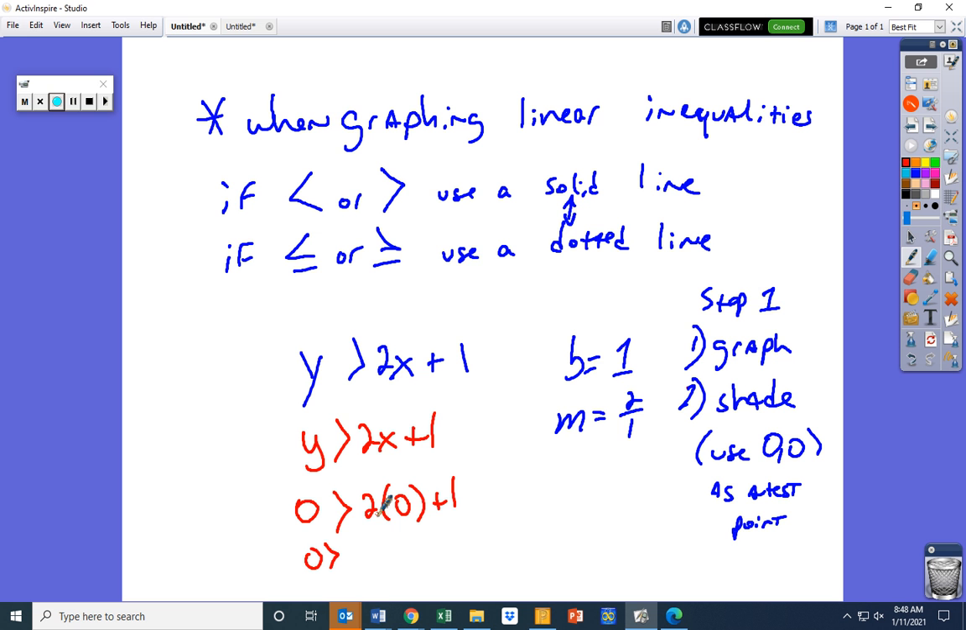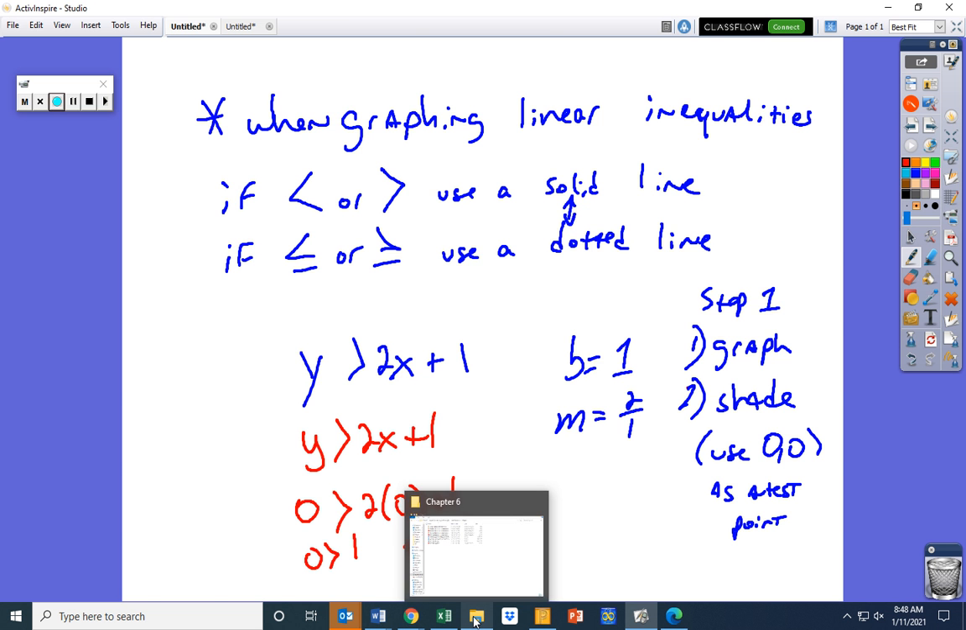Well, what's 2 times 0? 0. What's 0 plus 1? 1. So look at this inequality. Is it true? Is 0 greater than 1? No. Okay. No, it's not true.